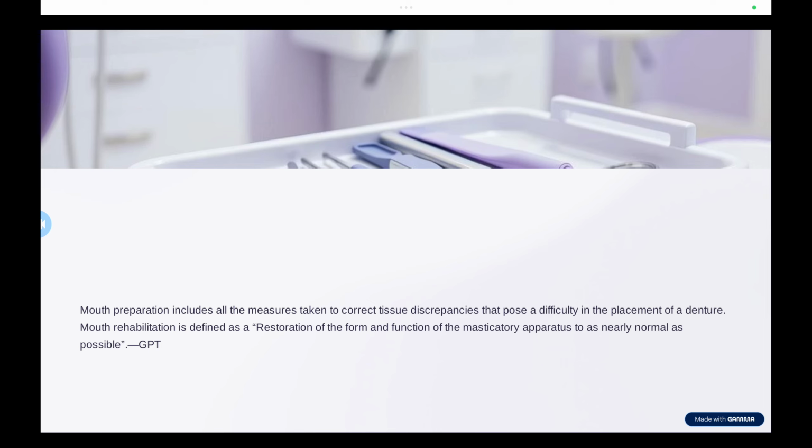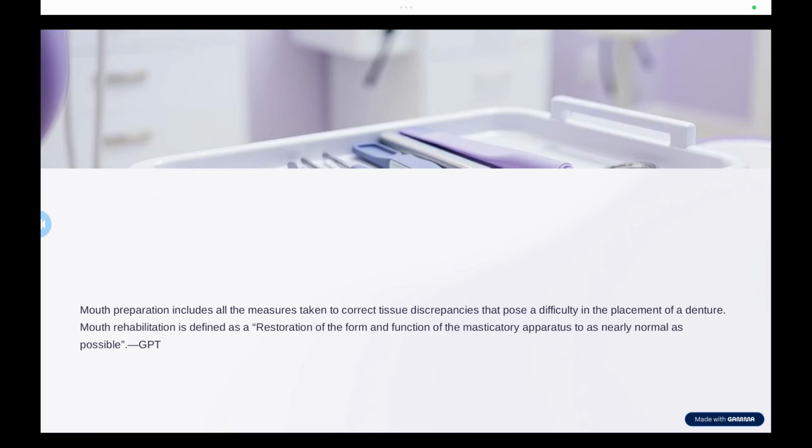Mouth preparation includes all the measures taken to correct tissue discrepancies that pose a difficulty in the placement of a denture. It means that we prepare the mouth or oral cavity of the patient to correct the tissues or any abnormalities present in the oral cavity, so there will be no difficulty in placing the final complete denture in the patient's mouth.